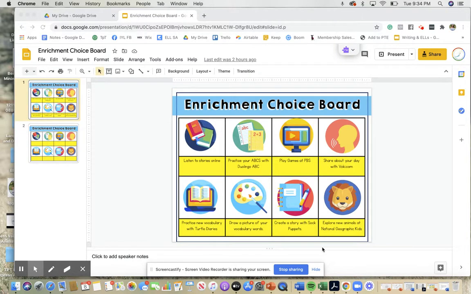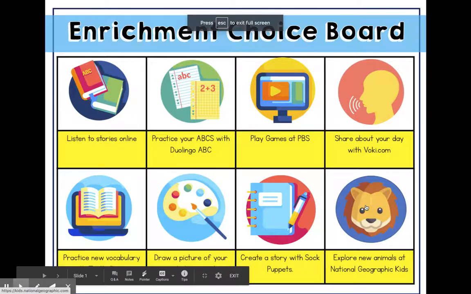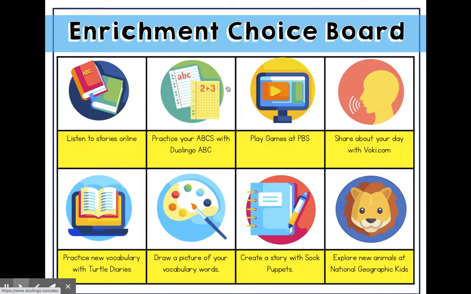Here's a quick tutorial on how to make your own enrichment choice board. First, I'm going to show you how you can assign and use this choice board. All you're going to do is assign this through Google Classroom or whatever you use, and once it's in presentation mode, the students can choose which activity they want to do, and it will take them directly to that link.